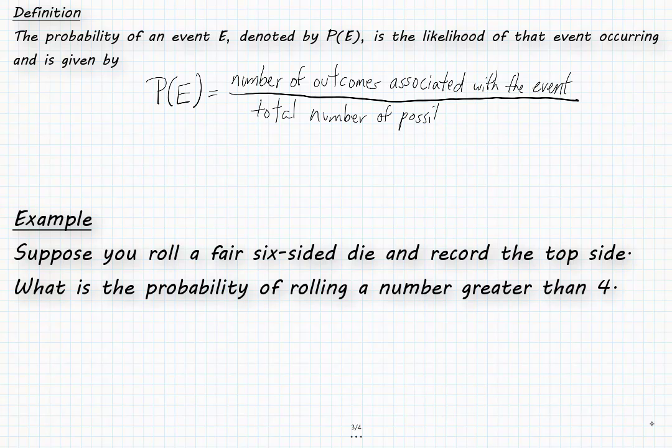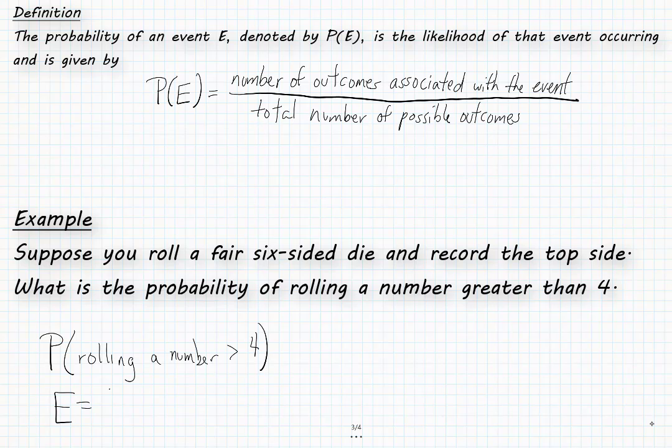Suppose you roll a fair six-sided die and record the top side. What is the probability of rolling a number greater than 4? So in this case, what we're looking for is the probability of rolling a number greater than 4. Well, that means our event E would correspond to 5 and 6, because those are the only two numbers on a six-sided die that are greater than 4.